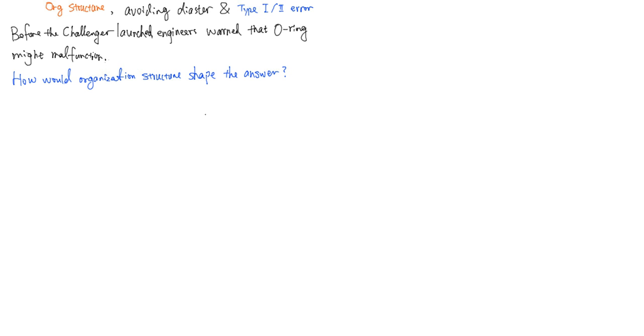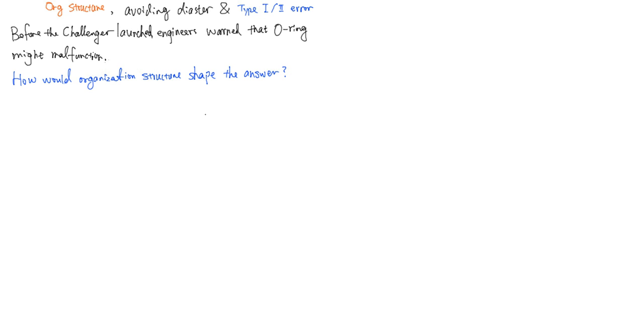In this clip, we're going to talk about organization structure, avoiding disaster, and how type 1 and type 2 error tie into the whole business. We're going to start with the cliché example of the Challenger shuttle explosion.